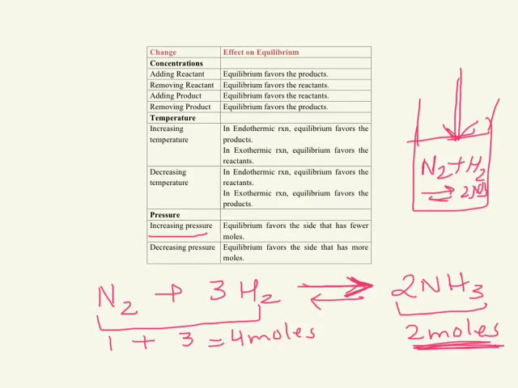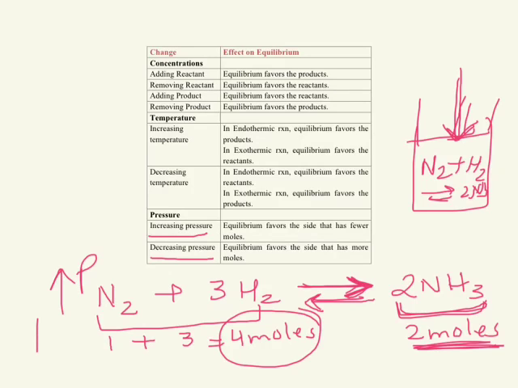Because when you're increasing the pressure, you're making less volume, means it favors the side where there is a smaller number of moles. On the other hand, if you decrease the pressure, means you're getting rid of some pressure from here, then equilibrium favors the side that has more moles. So for this particular reaction, if you increase the pressure, the reaction will go in the forward direction. If you decrease the pressure, the reaction will go in the backward direction.